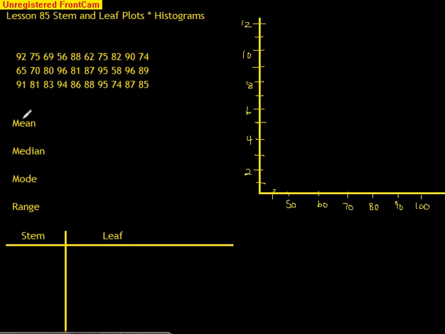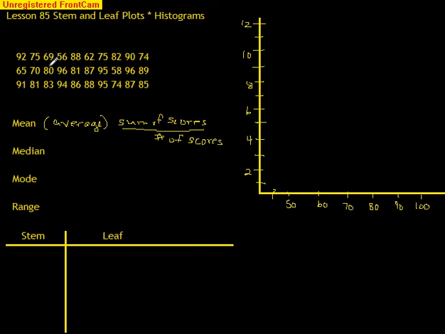The first one is called the mean, and that's basically the average of all the numbers. If you're going to find the average, it's the sum of the scores divided by the number of scores. So you would just take your calculator and add all these scores up.